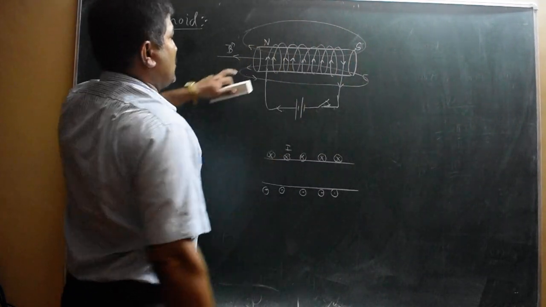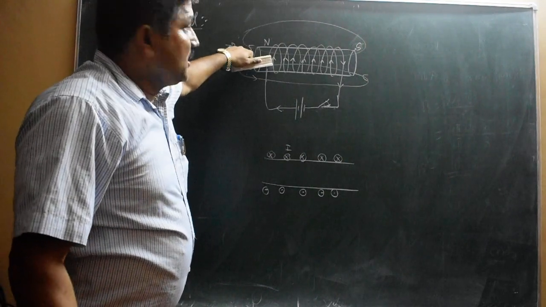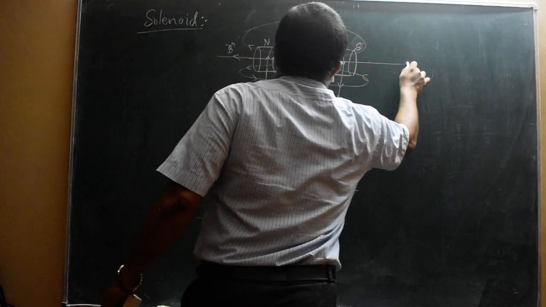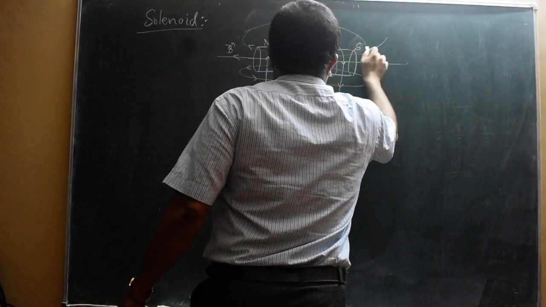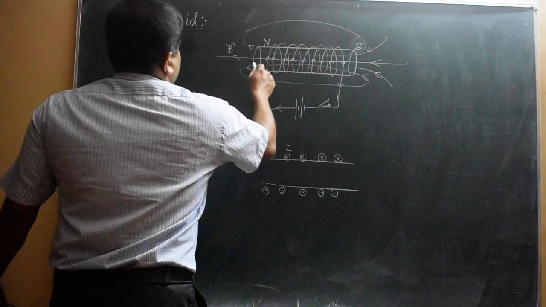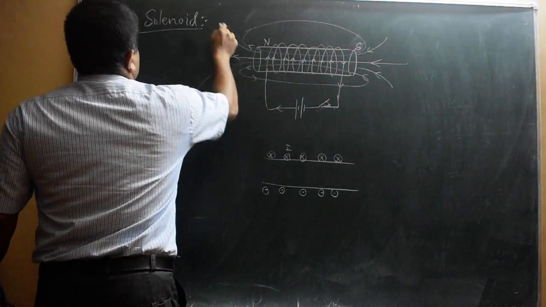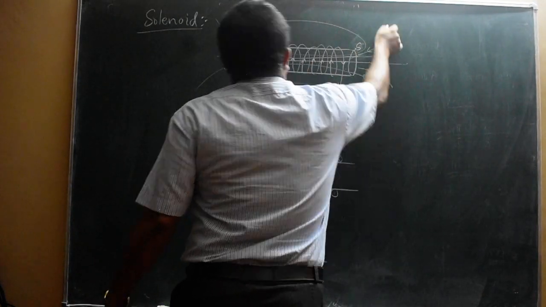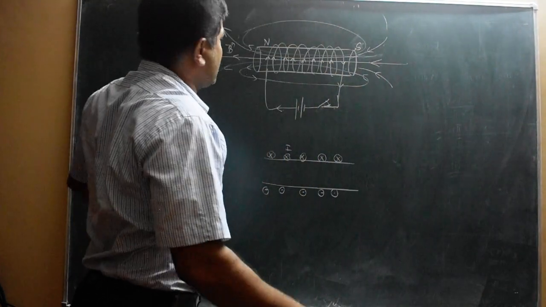So this end of the solenoid behaves like a north pole, and this end behaves like a south pole. The magnetic field lines will be like this, and the field lines are closed loops here. Magnetic field lines are closed loops without any break, so we have to continue like this. They are continuous closed loops.